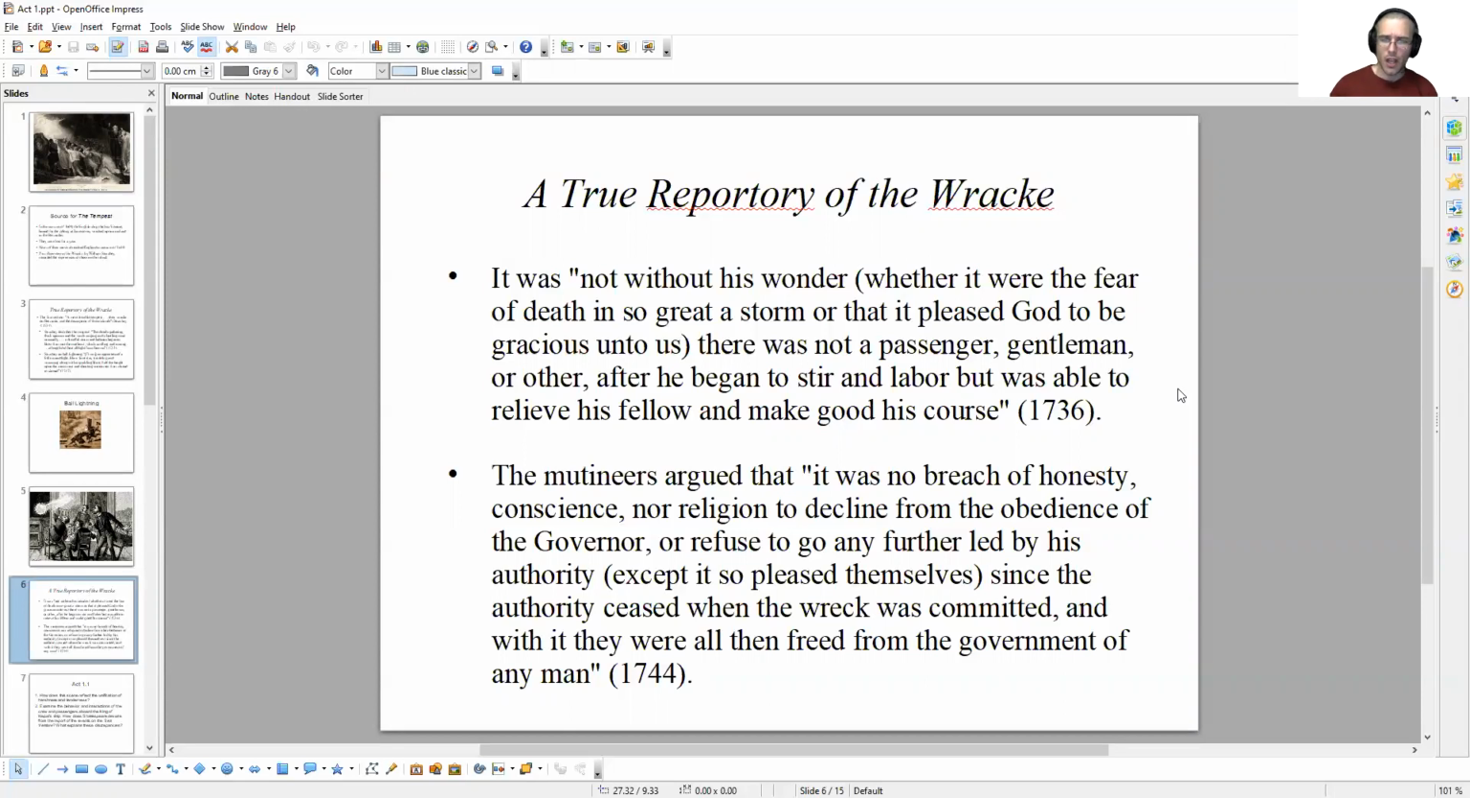During these mutinies, one of these mutineers said that it was no breach of honesty, conscience, nor religion to decline the obedience of the governor, or refuse to go any further led by his authority, except it so pleased themselves, since that authority ceased when the wreck was committed, and with it they were all then freed from the government of any man. So what we have here is a representation of the new liberties that could possibly be wrested from the old orders in the new world.